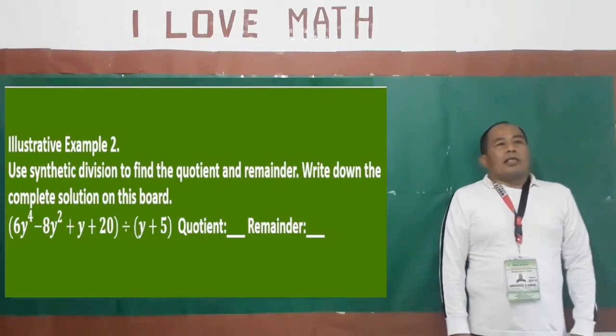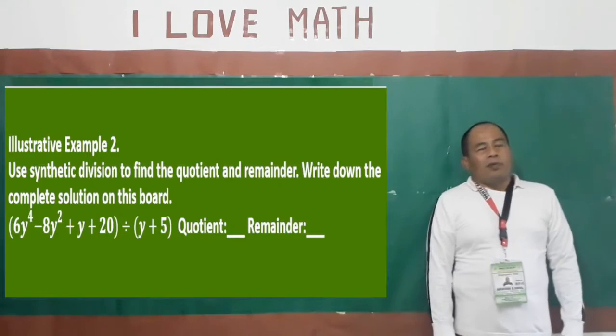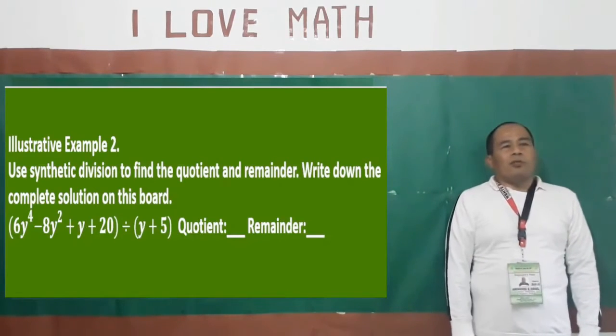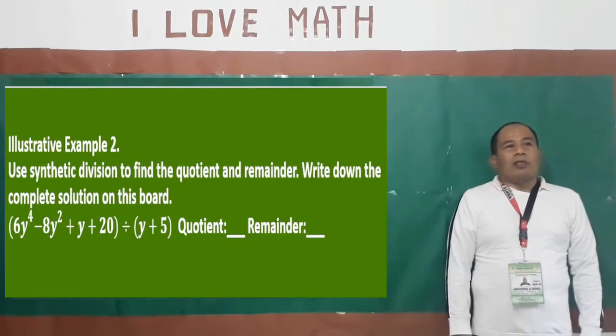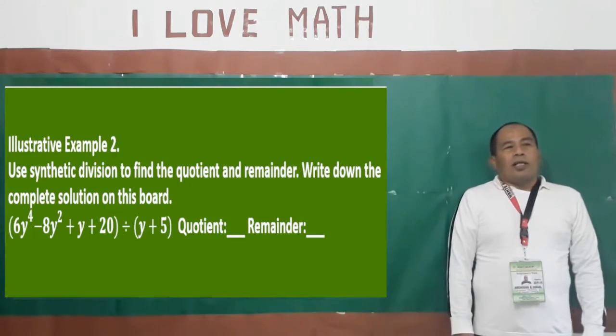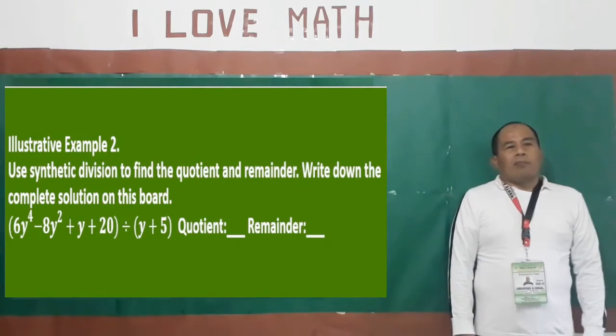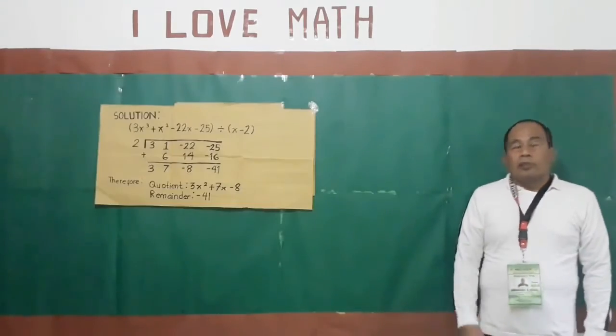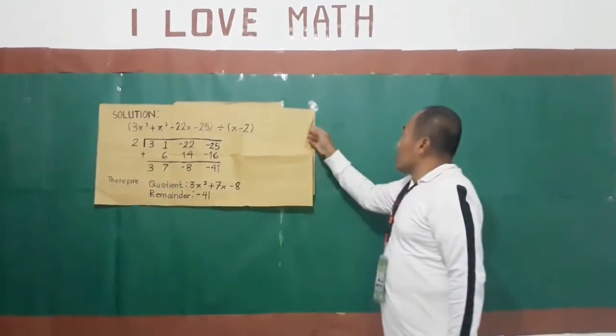Okay, let us proceed to another example. Use synthetic division to find the quotient and the remainder. Write down the complete solution on this board. 6y to the 4 minus 8y squared plus y plus 20 divided by y plus 5. Now let us see the solution.